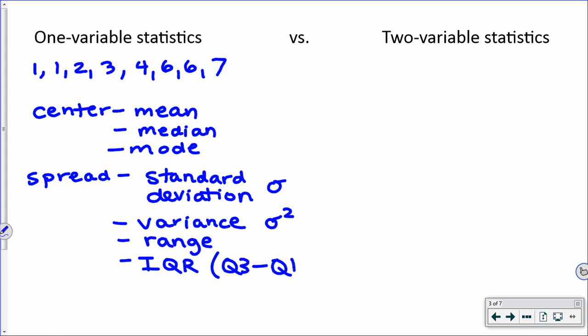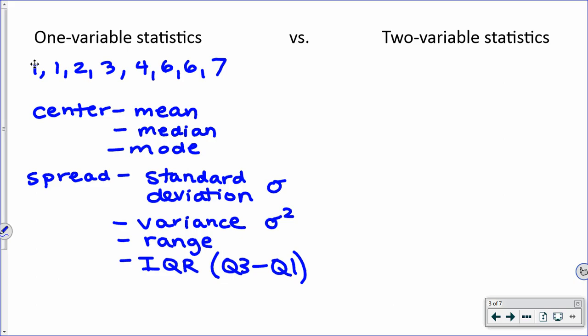And there's also the IQR, which is quartile 3 minus quartile 1. And it's similar to the median process in that the quartiles are just the medians of the two halves. So once you've split it in half, you can take the median of the lower half, that's Q1, and the median of the upper half, that's Q3. Subtract them, and that's the IQR. Sort of tells you how spread out is the middle of the data set.